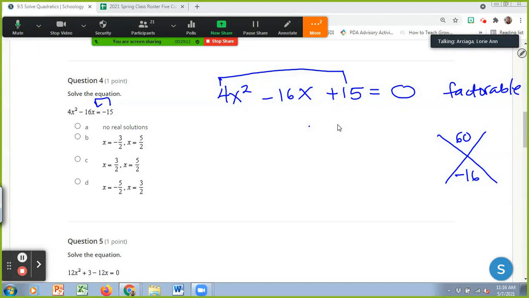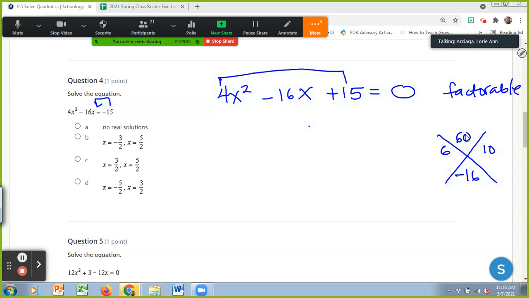Okay, help me out. What times to 60, and then they add to negative 16? Come on, I know you know it. What do you multiply so you can get 60? Perfect. 6 and 10, Sean. All right, so 6 and 10. Oh, 8 and 8 is 64. Yep.